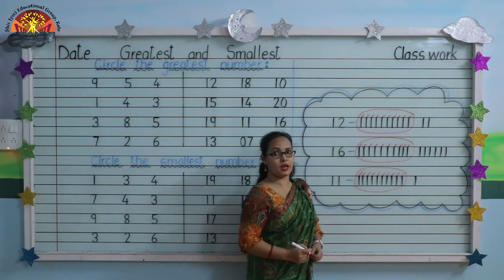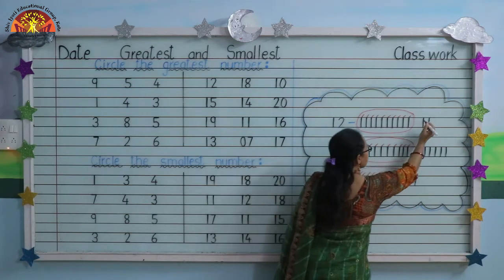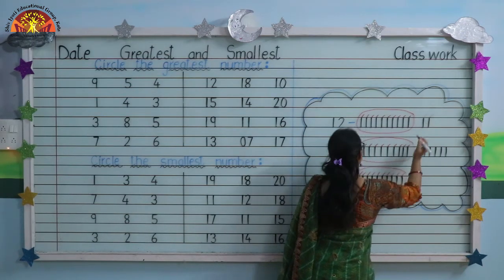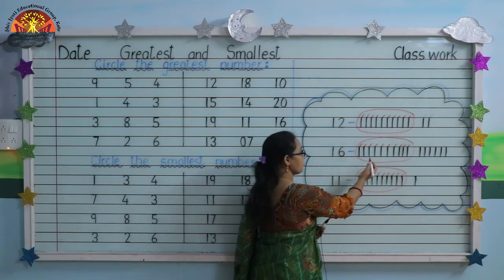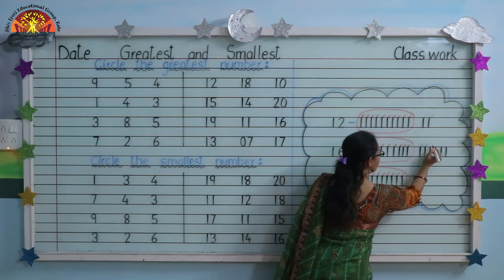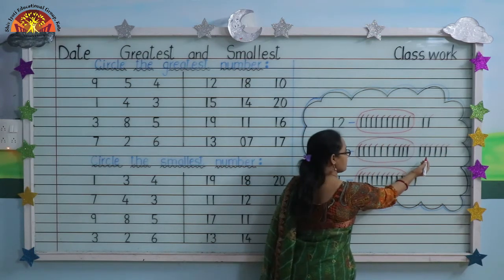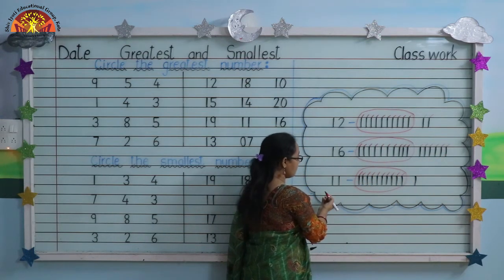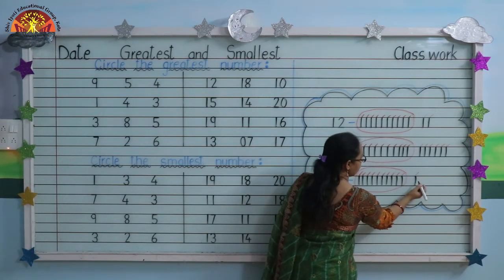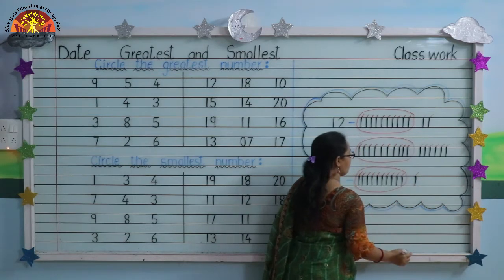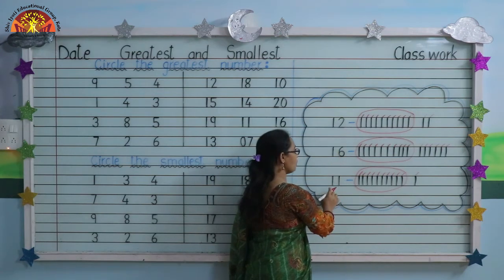Kids, now I will count the remaining lines. In number 12, 1, 2. 2 lines are remaining. In number 16, 1, 2, 3, 4, 5, 6. 6 lines are remaining. And in number 11, 1. 1 is remaining. Kids, now you tell me which is the greatest number over here.